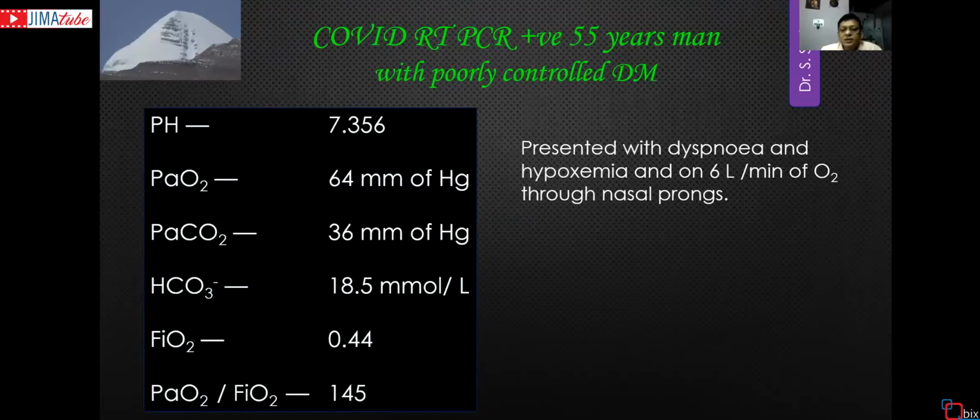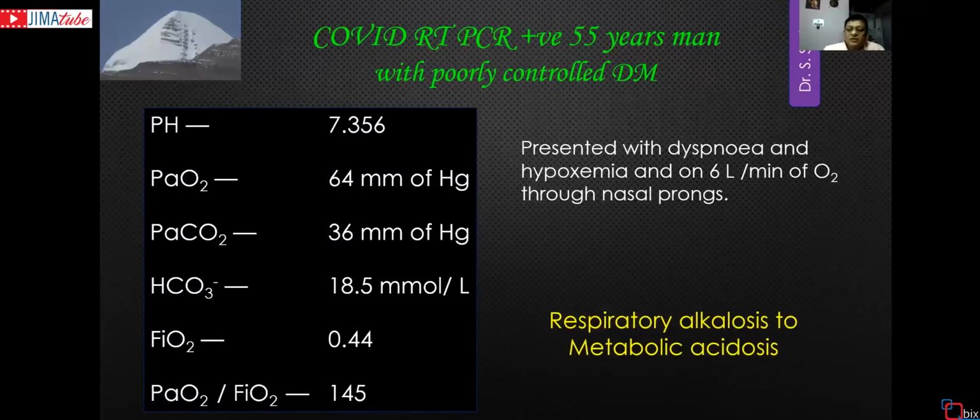But in case of COVID patients, what do we expect? We expect respiratory alkalosis. But here the pH is on the acidotic side. And you can see the bicarbonate is low. So our diagnosis should be respiratory alkalosis with metabolic acidosis.